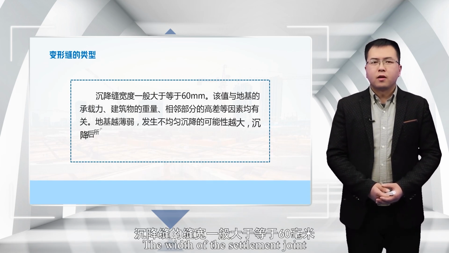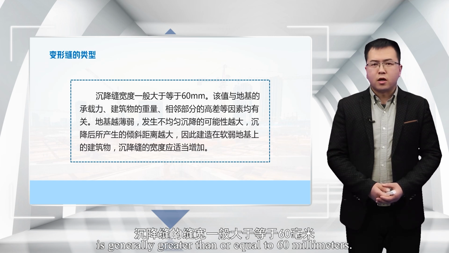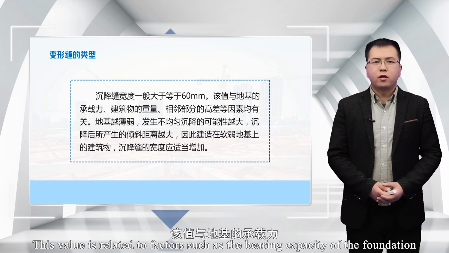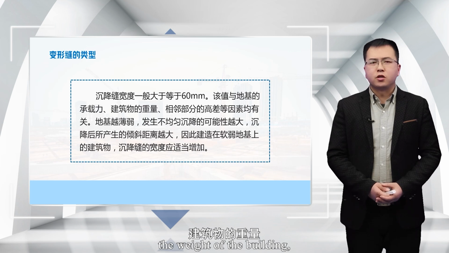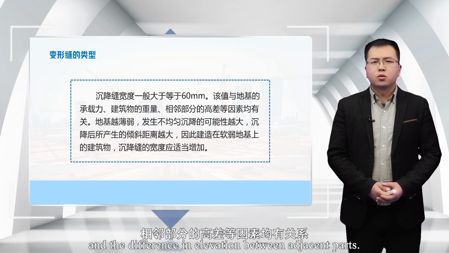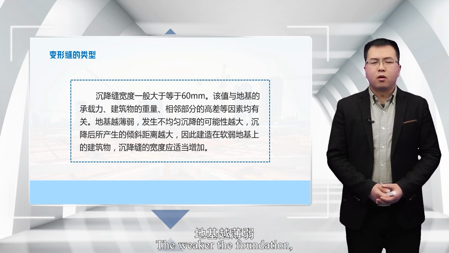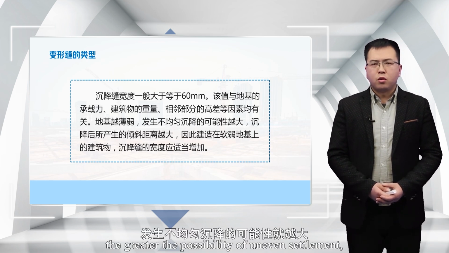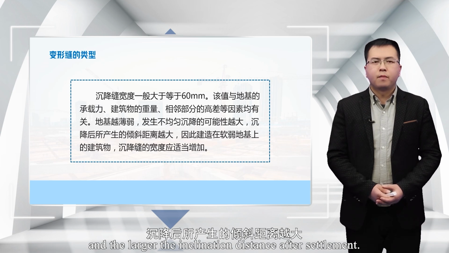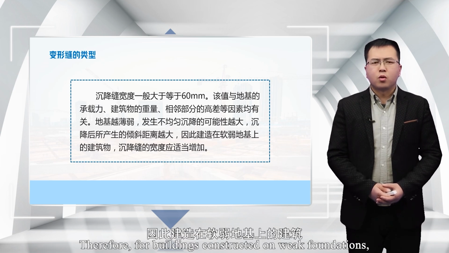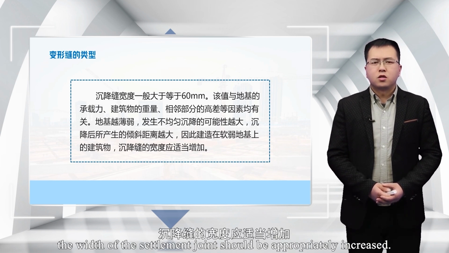The width of the settlement joint is generally greater than or equal to 60 mm. This value is related to factors such as the bearing capacity of the foundation, the weight of the building, and the difference in elevation between adjacent parts. The weaker the foundation, the greater the possibility of uneven settlement, and the larger the inclination distance after settlement. Therefore, for buildings constructed on weak foundations, the width of the settlement joint should be appropriately increased.